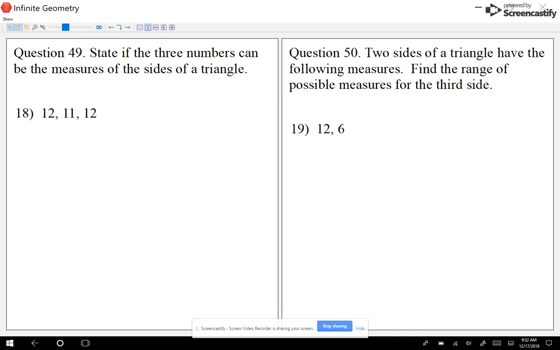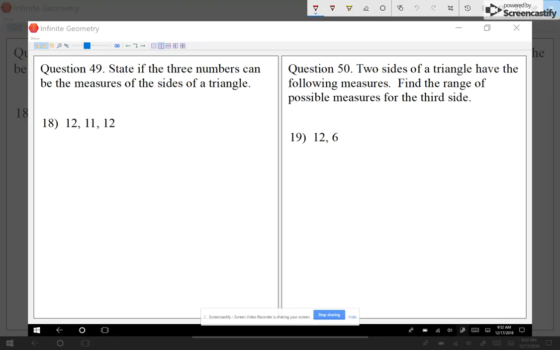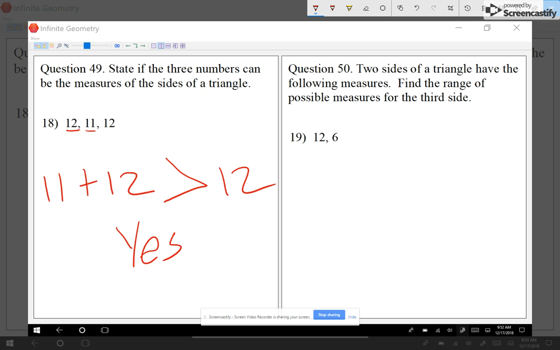Now looking at 18 and 19, the same idea. On the first one, I'm asking you to state if the three numbers can be the measures of the sides of a triangle. The numbers are not listed in any order. I'm just going to get the two smaller numbers, which in this case are 11 and 12. I'm going to add the two smallest numbers, and this has to be strictly bigger than the third side. Then I ask myself, is 11 plus 12 more than 12? Yes. So in that case, yes, I can make a triangle out of those three sides.